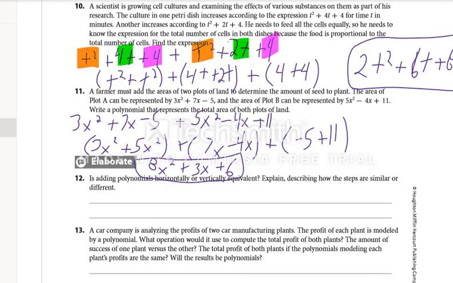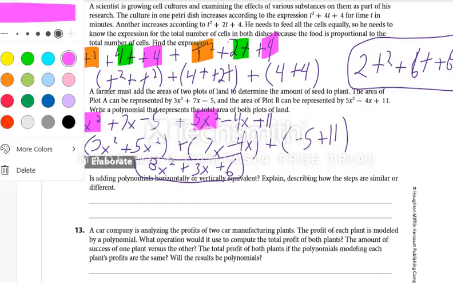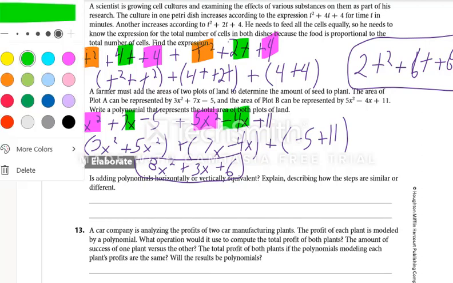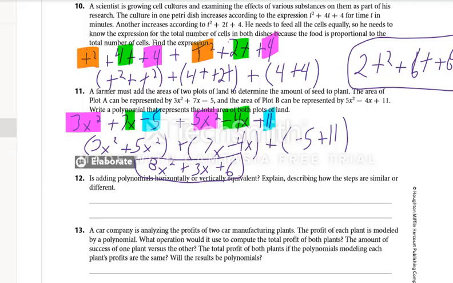Okay, so I grouped our like terms again, t squared plus t squared, 4t plus 2t, and 4 plus 4. Add those all up, and you should get the answer there. Same thing over here. Group your like terms together. The 3x squared plus 5x squared, the 7x plus a negative 4x. Be careful that you're keeping your signs together, and negative 5 and 11. Add them all up, combine your like terms. You should get 8x squared plus 3x plus 6.